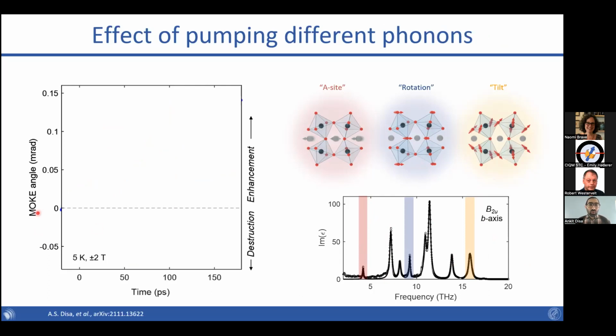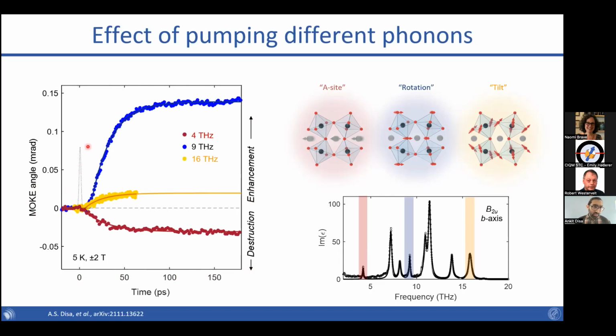What I'm going to show you is the MOKE signal as a function of time after pumping the different modes. And what's important to know before I show you the data is that a positive signal is going to indicate an enhancement of ferromagnetism, while a negative signal is going to indicate a weakening or destruction of ferromagnetism. And the data is shown here. In gray is where the pump comes, and in blue, yellow, and red are the responses that we find after pumping the different modes that are shown here on the right.